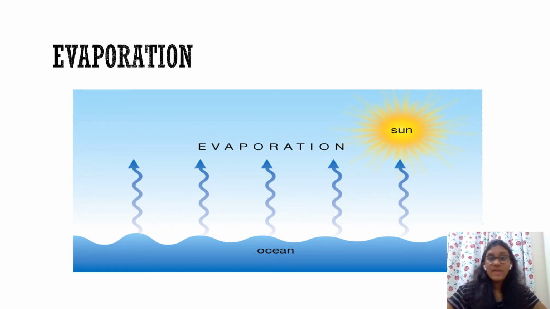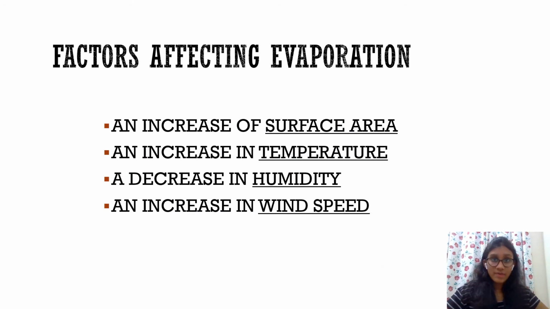Evaporation. We have come across this term again ever since 3rd grade. Now let us look at a few different aspects of this phenomenon. Factors affecting evaporation. Number 1, an increase in surface area. Evaporation is a surface phenomenon. We shall look at what a surface phenomenon is in a few minutes, but when the particles are exposed more, the rate of evaporation increases.